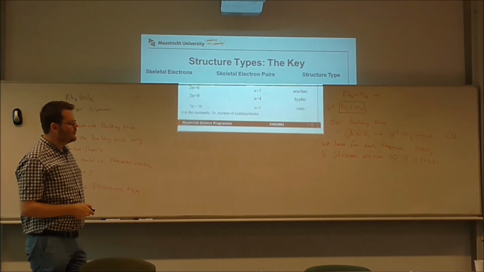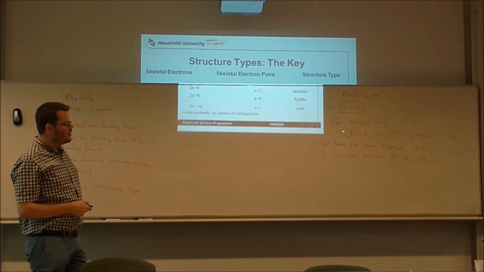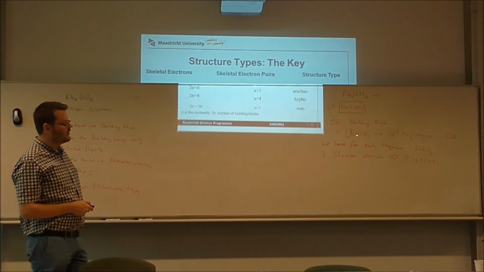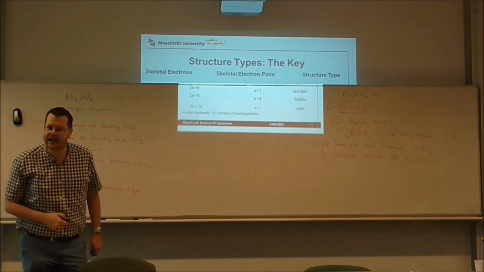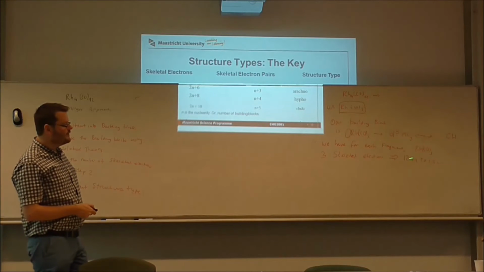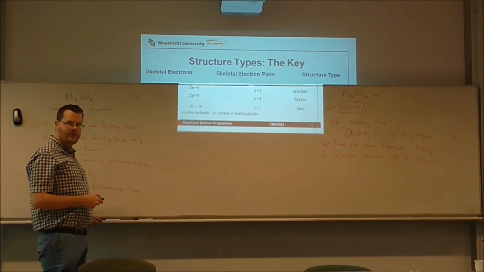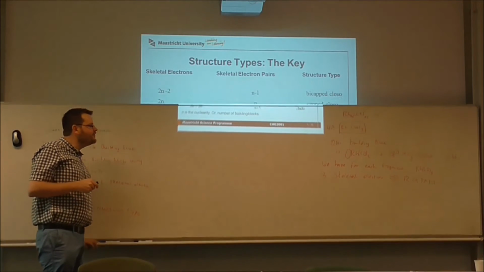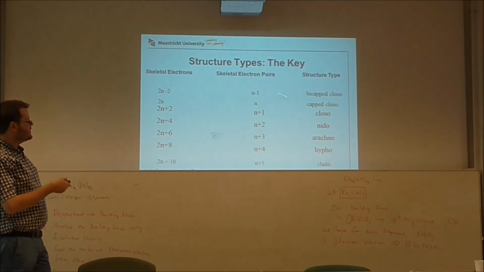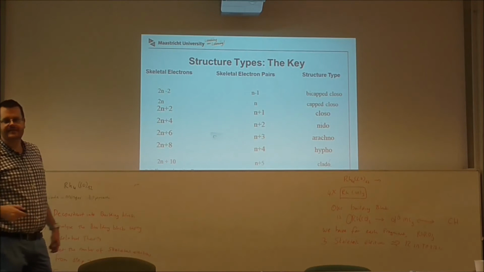Because it's a D9ML3 fragment, it has 3 electrons available to glue these things together, the so-called skeletal electrons. In total, therefore, 12. The nuclearity of the cluster is 4. So in other words, we need to find, in this table, something that fits.